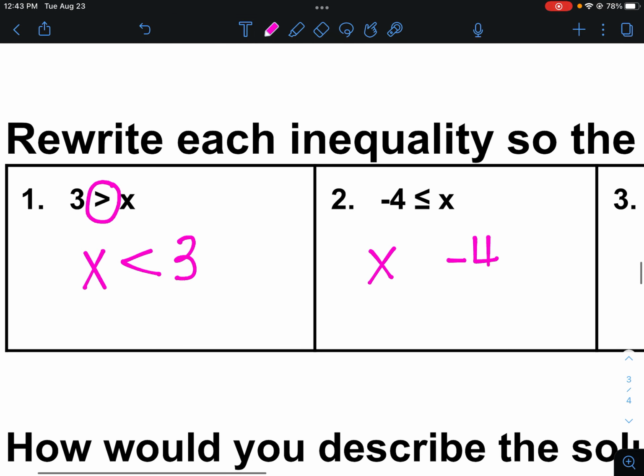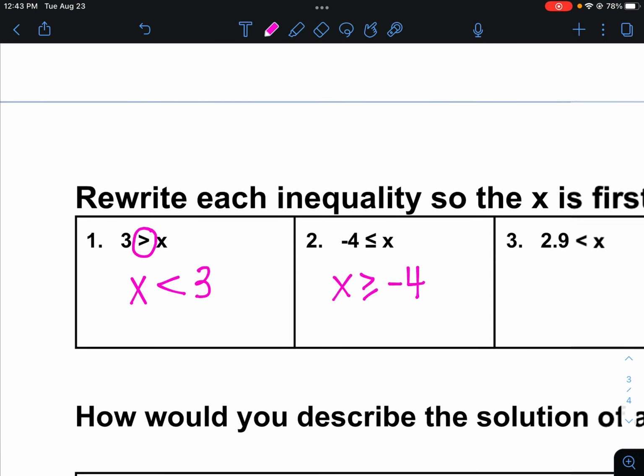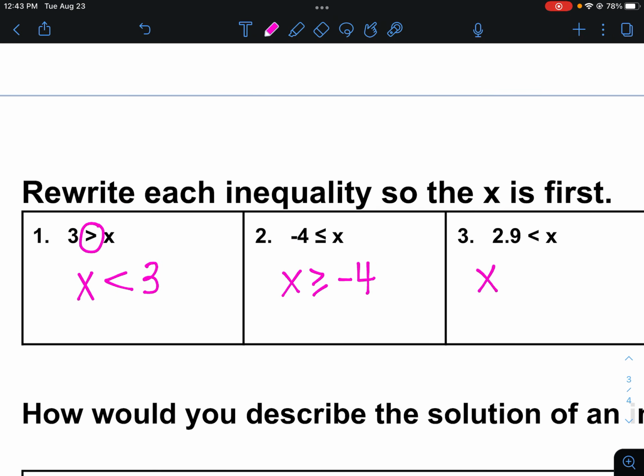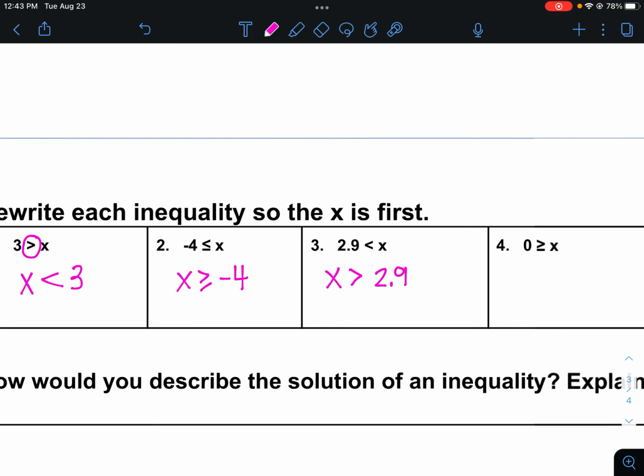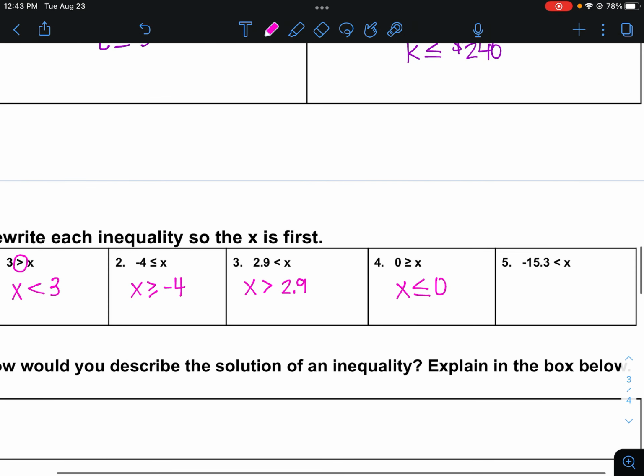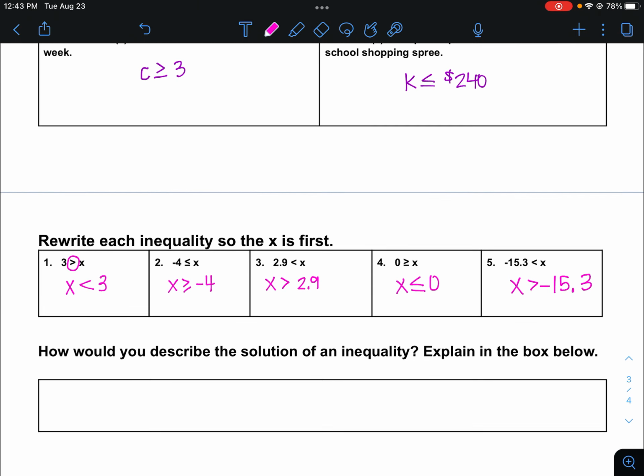Switch the variable and the number, and then flip your sign around. Make sure that it still gets that half equal sign. Flip it around this way, open to the left instead of open to the right. X is less than 0, and X is greater than negative 15 3/10. So that variable is going to end up on the left side of your number, and you have to switch your sign over.